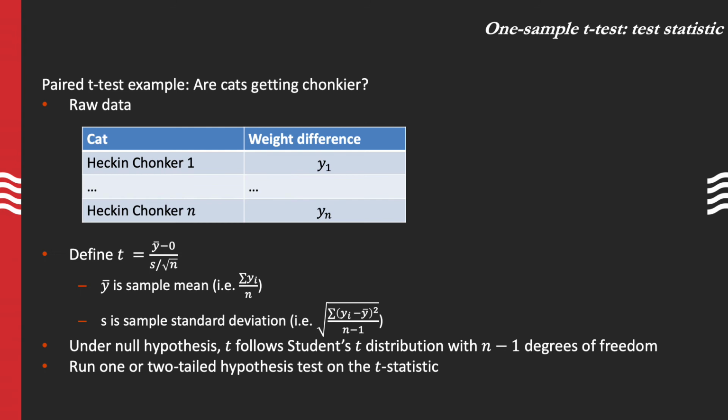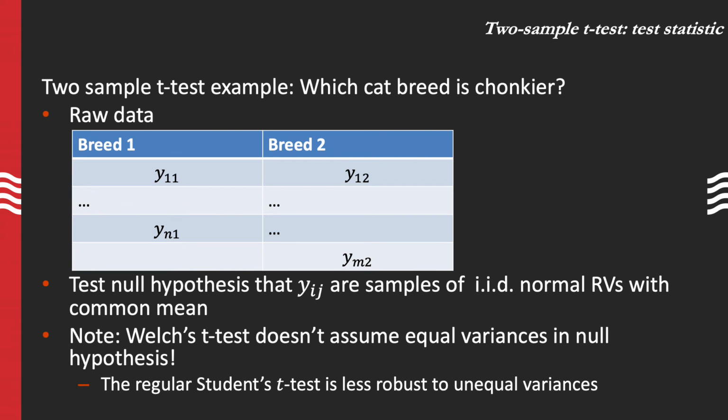That's a t-test. Okay, but you also may have heard of a two-sample t-test. So what's the difference? What is a two-sample t-test and how does it differ from a one-sample t-test? Well, a two-sample t-test looks at the means of two different populations. So say I'm trying to look at the mean weights of two different cat breeds and see if they're different. So I measure n cats from breed 1 and then I measure the weights of m cats from breed 2. And I'm going to look at whether the means of the weights of these two cat breeds are different. So I'm going to test the null hypothesis that the y sub ij are samples of IID normal random variables with a common mean.